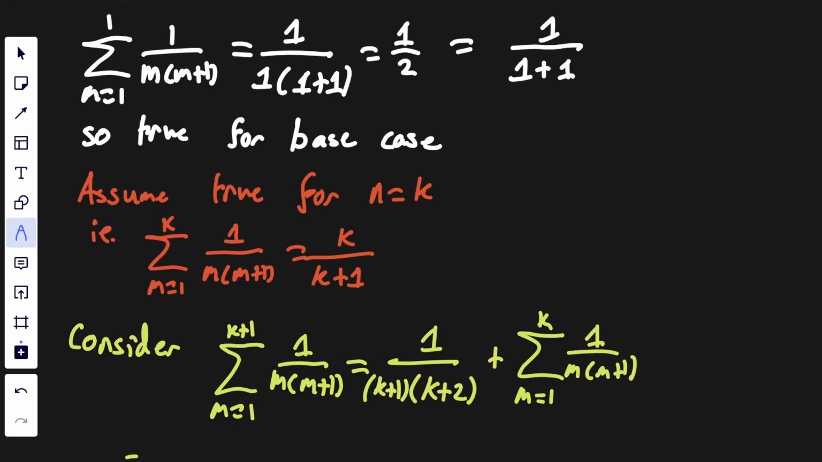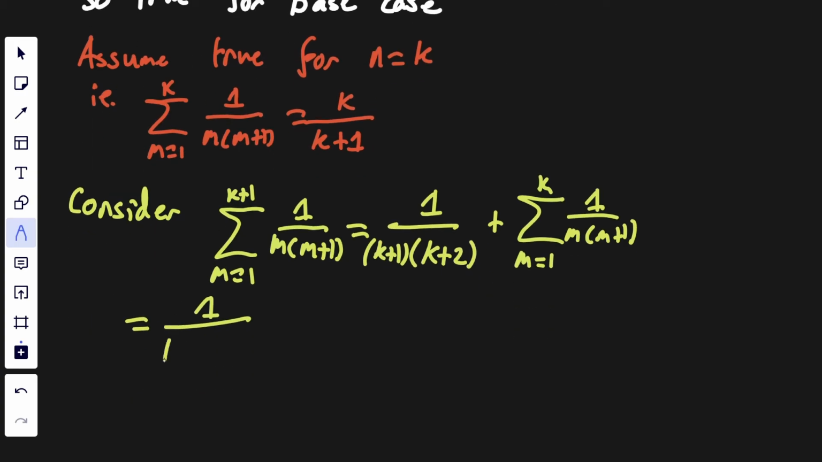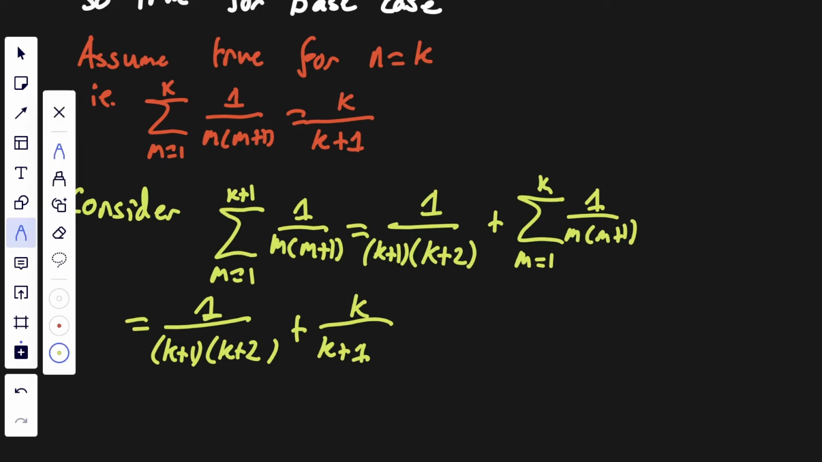Next, we can replace that with our assumption. So this is 1 over k plus 1 times k plus 2 plus k over k plus 1. And then it comes to this point and we sort of need a way to target what we're after. So I'm going to write on the side here our target.